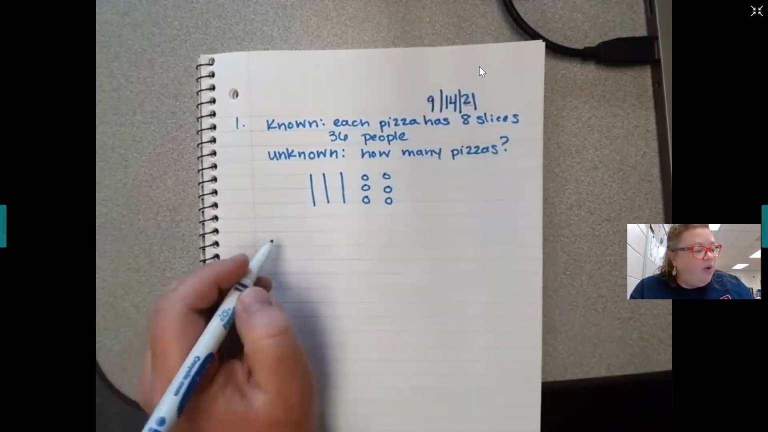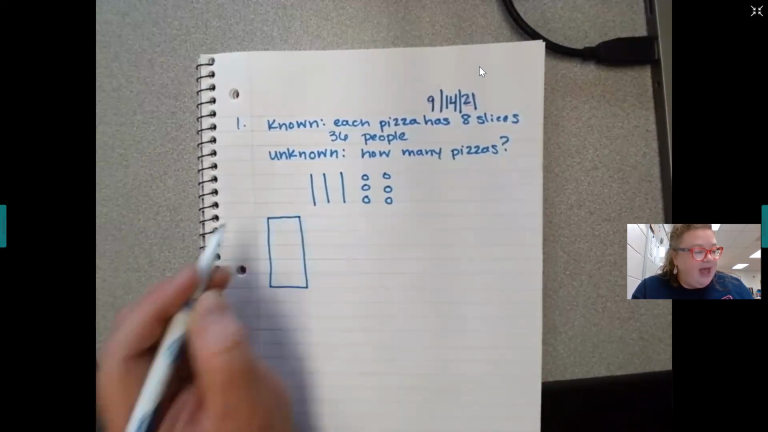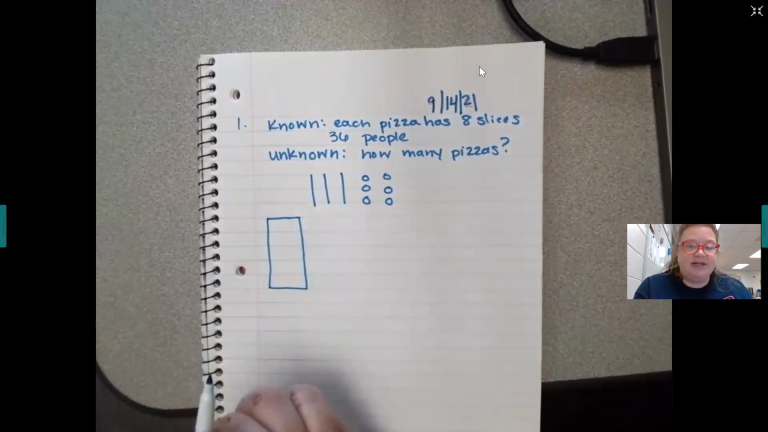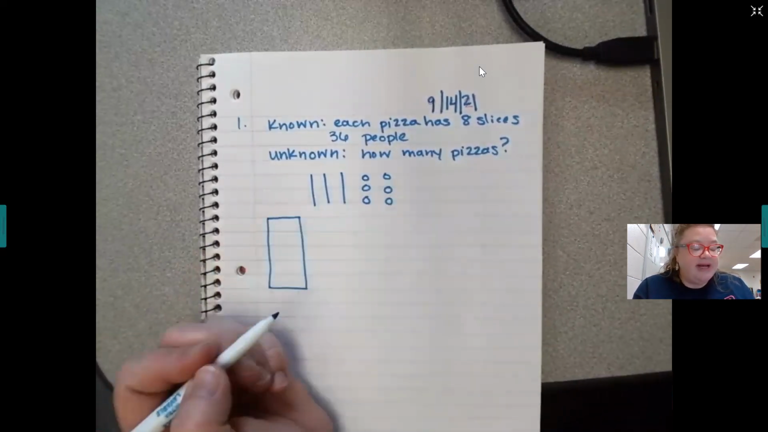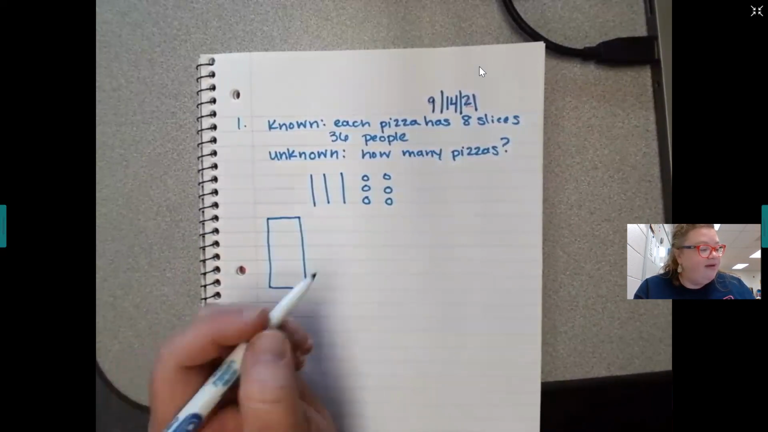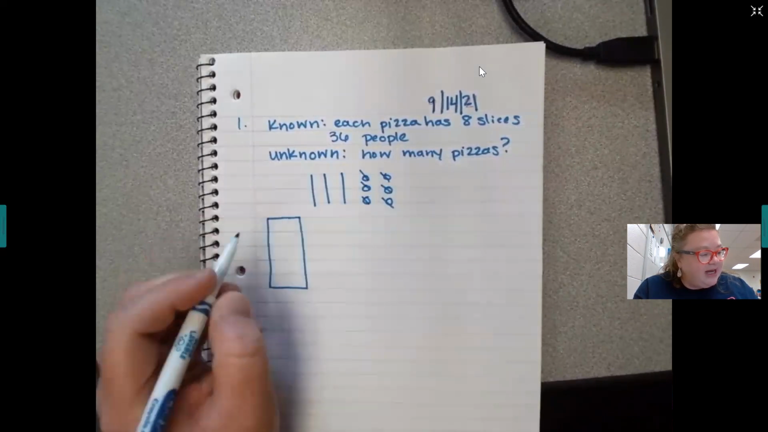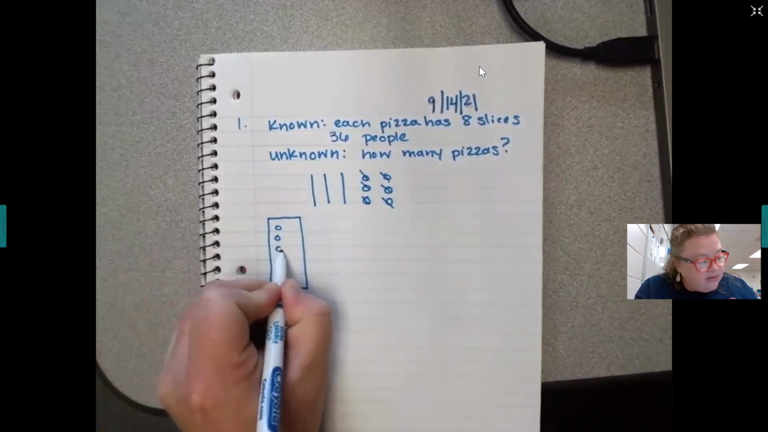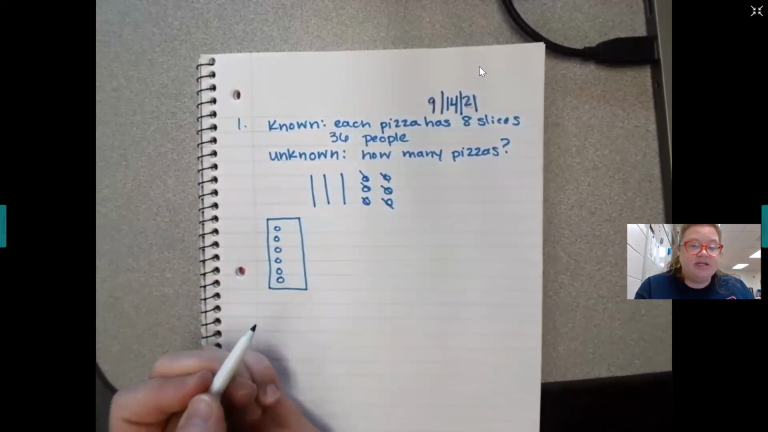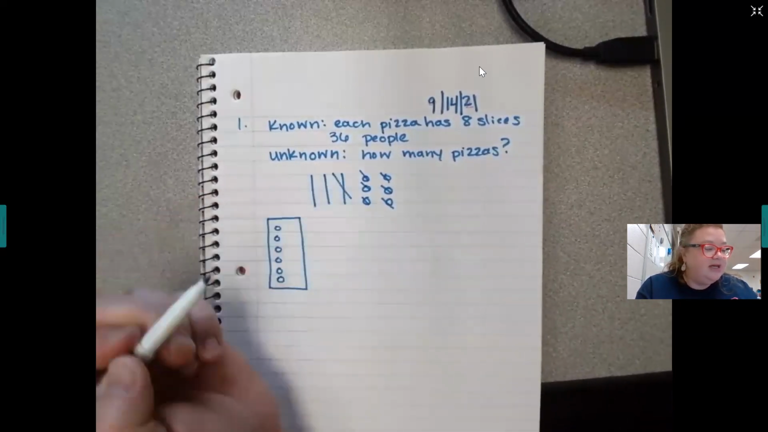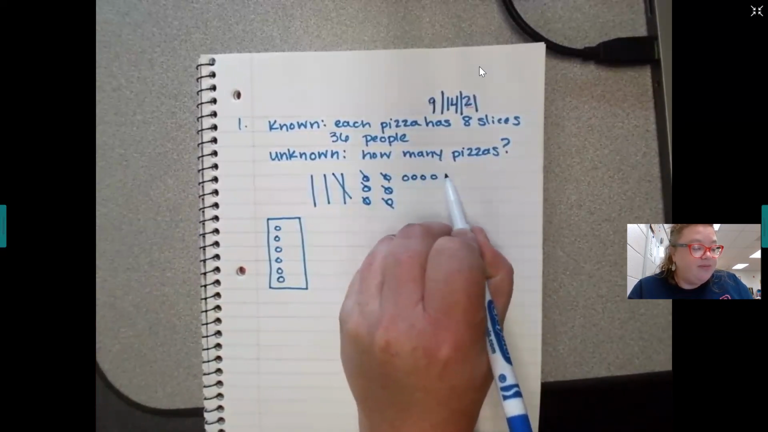Okay, now we know that each pizza has 8 slices. So what I'm going to do is draw my first group, and I'm going to put 8 of these into this group. I like to cross them out as I go just so I know that I've already used them. So 1, 2, 3, 4, 5, 6. Now, I don't see any more ones, so what I have to do is smash that, and that turns into 10 ones.